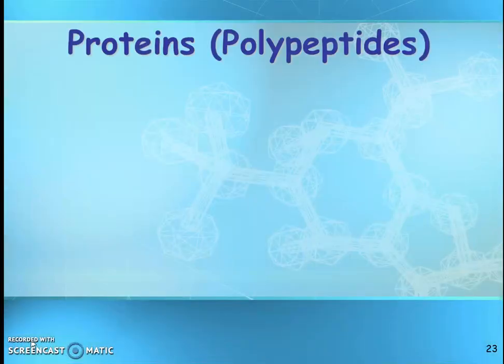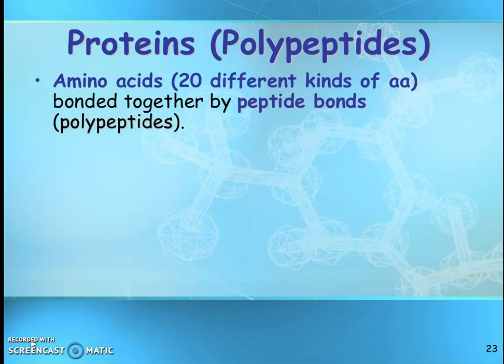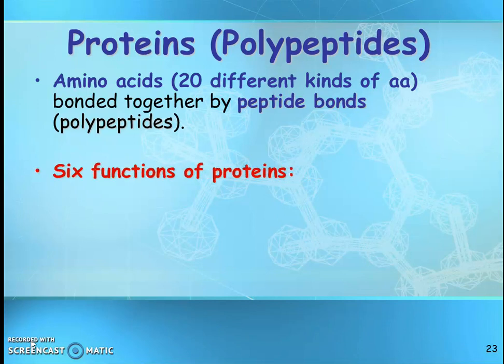Proteins. Proteins are also polypeptides. That means they are chains of peptides. The smaller monomers for proteins are amino acids. There are 20 different kinds of amino acids bonded together by peptide bonds, and that's why they are called polypeptides. There are 6 functions of proteins.